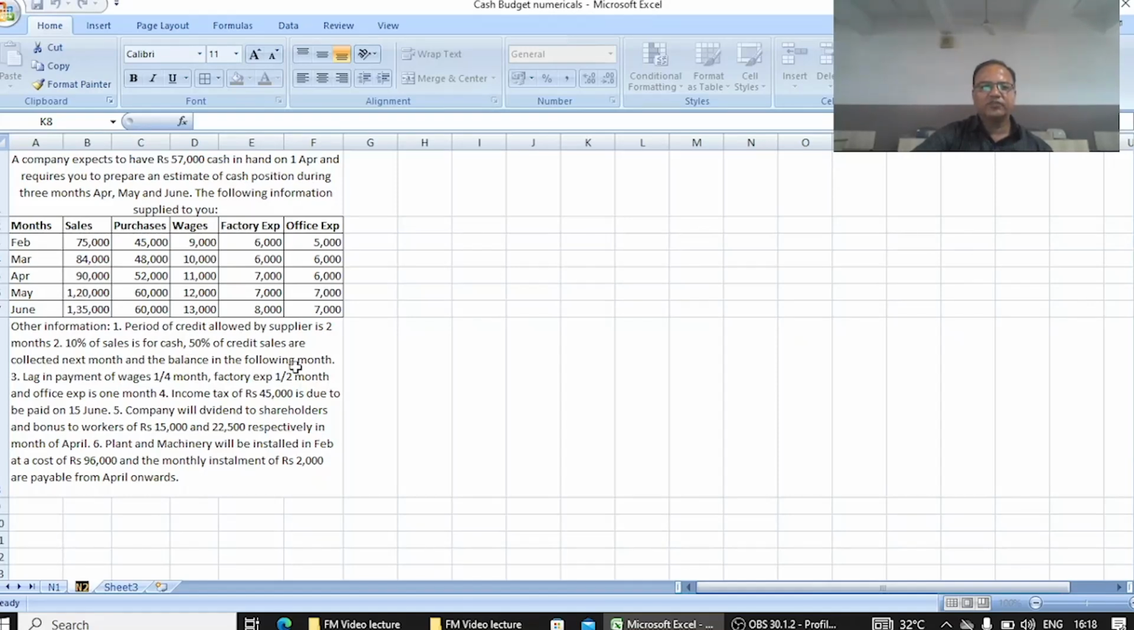10% of sales is for cash. 50% of credit sales are collected next month, and the balance in the following month. Lagging payment of wages 1/4, factory expense 1/2, income tax 45,000 to be paid in June, dividend to shareholder and bonus 15 and 25, plant and machinery will be installed in February at a cost of 96,000, and the monthly installment of 2,000 are payable from April onward. So this is the problem.